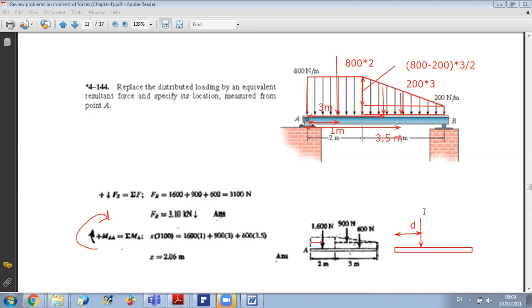So, and this is Fr. Okay. So I will just say that Fr times d is equal to the resulting moment about A. Okay. And then I can calculate the value of d. So as you can see, we are repeating the same method. And it is always the same method when we deal with distributed load. Okay. Any question on this?